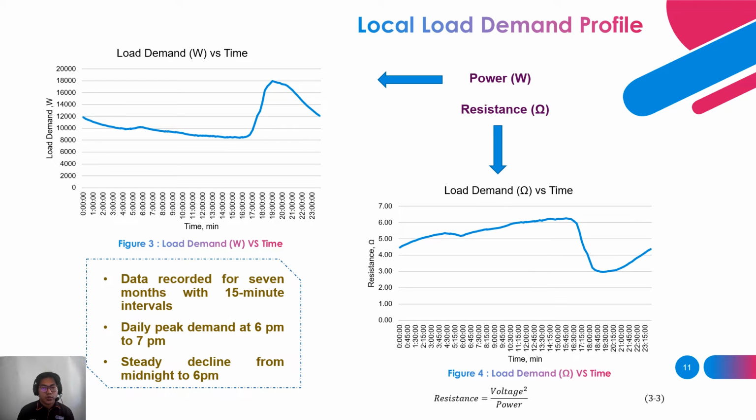This actual local load demand data is recorded for 7 months with 15-minute intervals. The daily peak demand for this load profile is 6 PM to 7 PM and starts to decline steadily from midnight until 6 PM. The base load demand for the 23 households is around 8.2 kW, while the maximum load demand is around 18 kW, which occurs at 7 PM in the evening. The load demand is changed from power, kilowatt, to resistance, ohm, in order to be plotted in the signal video block that acts as an input to the variable resistor.